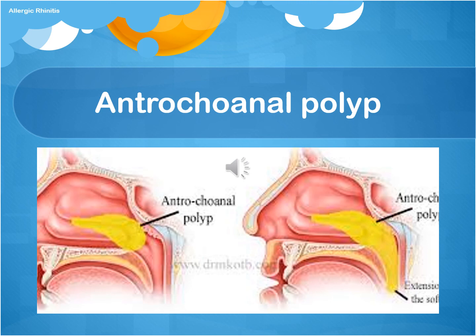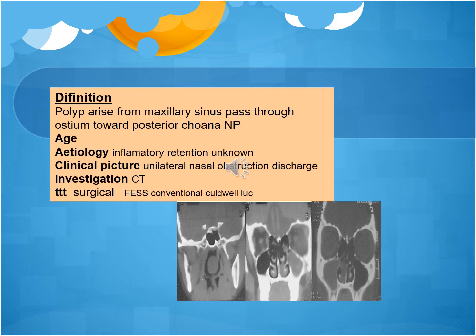The other type of polyp we discuss is the antrochoanal polyp. By the name, it is a polyp appearing in the antrum, mainly the maxillary antrum, reaching to the choana. So it appears in the antrum of the maxillary sinus and passes through the middle meatus posteriorly till it reaches the choana to obstruct it. Or even if neglected, it can enlarge till it reaches the nasopharynx and obstructs it. This is what's called antrochoanal polyp.